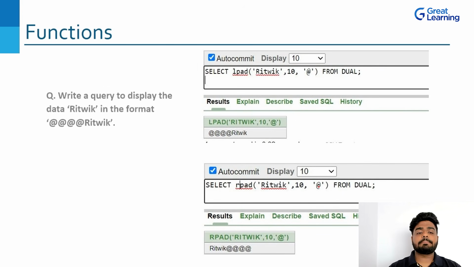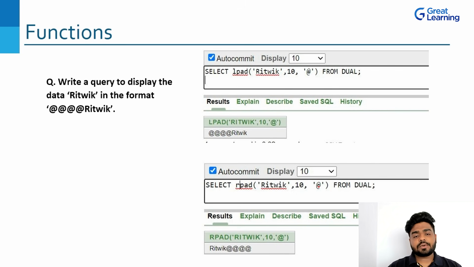Now let's move to the pad. Now look here what is happening. Write a query to display the data Ritvik in the format @@@@Ritvik. That means 4 prefix @ symbols and then Ritvik. How to do that? This is what is left padding. So if you see, we are using LPAD and we are writing Ritvik. The total characters should be 10, and which character do I want to add? @. Which side? Left side. So I want to add @ on the left side of the string, and the total length of the string should then be 10. So this is how LPAD works.